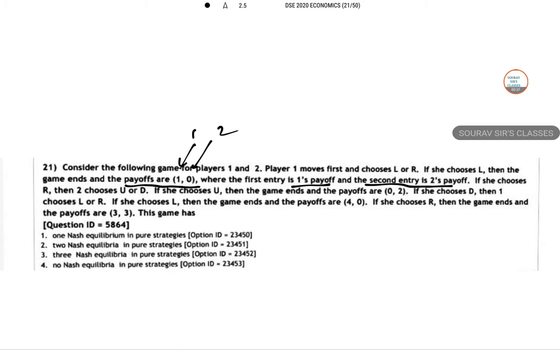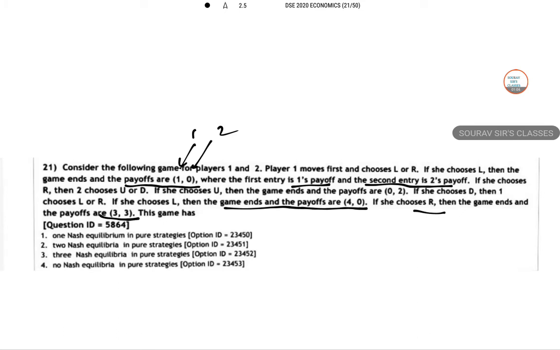If she chooses R, then 2 chooses U or D. If she chooses U, then the game ends and the payoffs are 0 and 2. If she chooses D, then 1 chooses L or R. If she chooses L, then the game ends and the payoffs are 4, 0. If she chooses R, then the game ends and the payoffs are 3, 3. So the game has Nash equilibrium with respect to pure strategies: 1, 2, 3, or no Nash equilibrium.